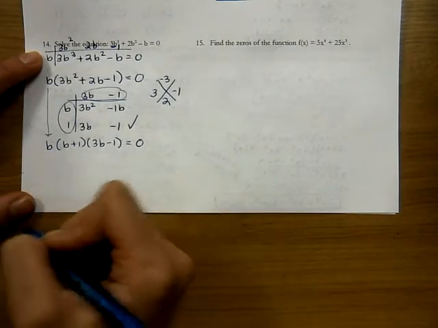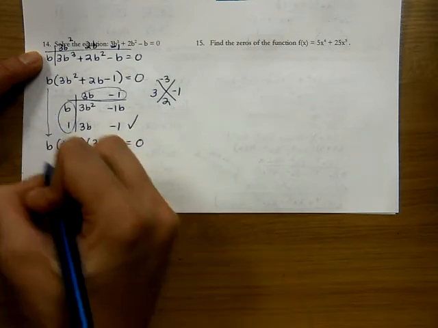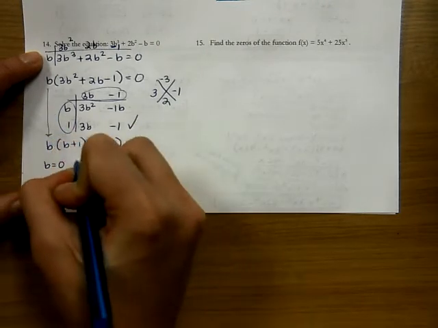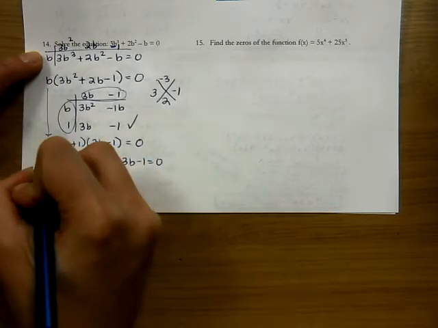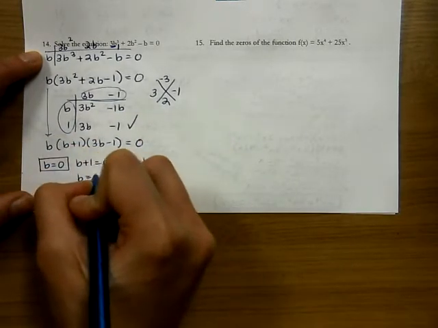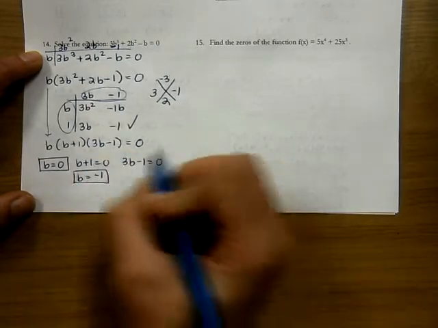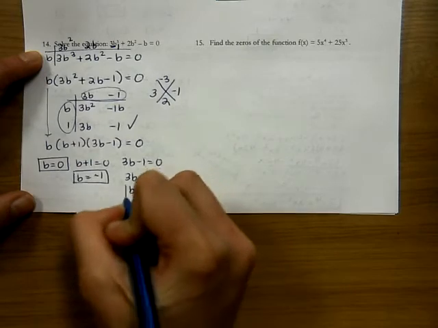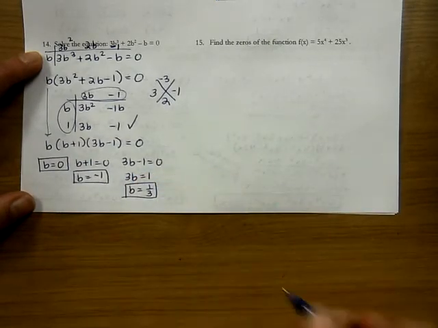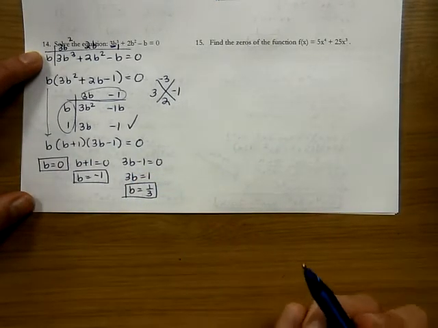And because it's all factored and equal to 0, I can now use the zero product property. I set each factor equal to 0 and solve. Well, b equals 0, that's already solved. I subtract 1 from both sides and get b equals negative 1. I add 1 to both sides and then divide by 3 and get b equals 1/3. And those are all the solutions to the equation.